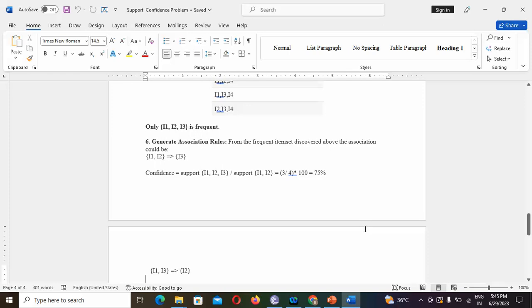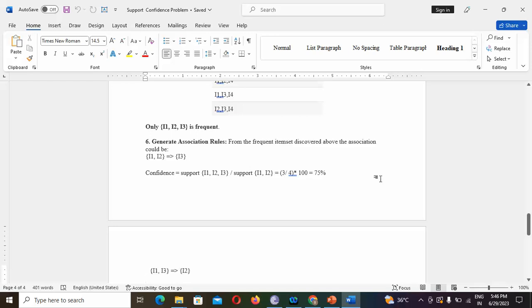So now we are going to generate the association rules. From the frequent item set we find out that it could be I1, I2, I3. So what is the meaning of that? If I bought I1, I2, there is a chance of getting item 3 also. So I am going to calculate the confidence: support of I1, I2, I3 divided by support of I1, I2. So what is the value of support of I1, I2, I3?